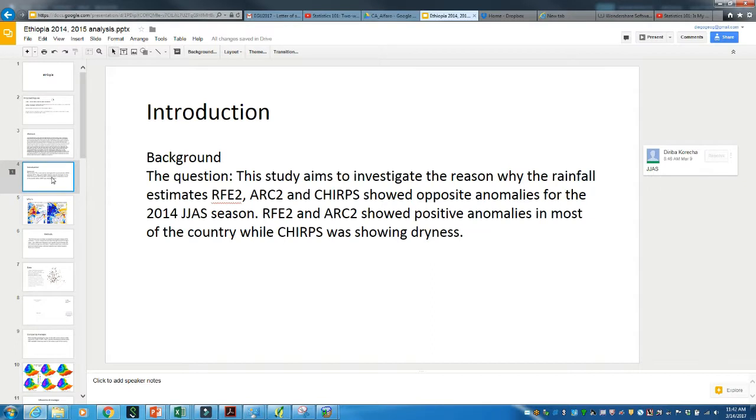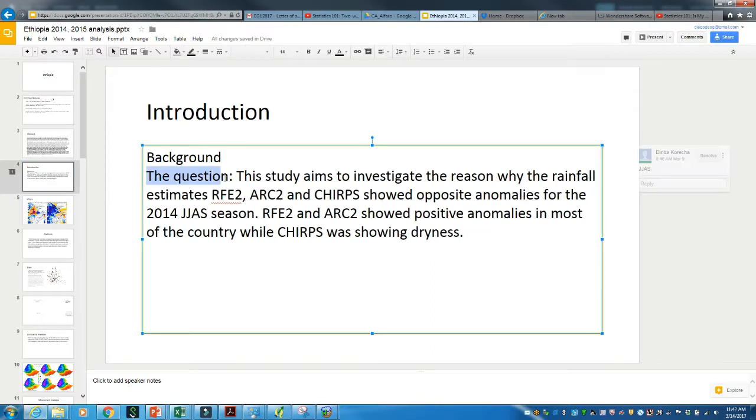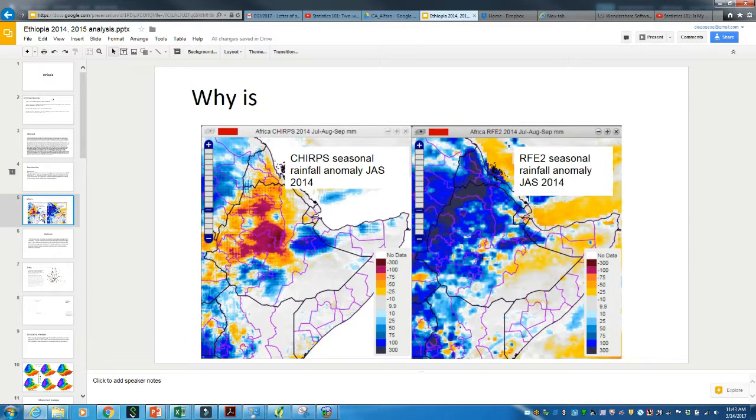Thanks. The whole thing began with the question of why RFE and ARC anomalies were so different to those of CHIRPS. RFE and ARC for the 2014 season, June, July, August, September, were showing positive anomalies in most of the country, while CHIRPS was showing dryness. So this is an example of July, August, September 2014. Left is CHIRPS and right is RFE. We see that the two are opposite values.